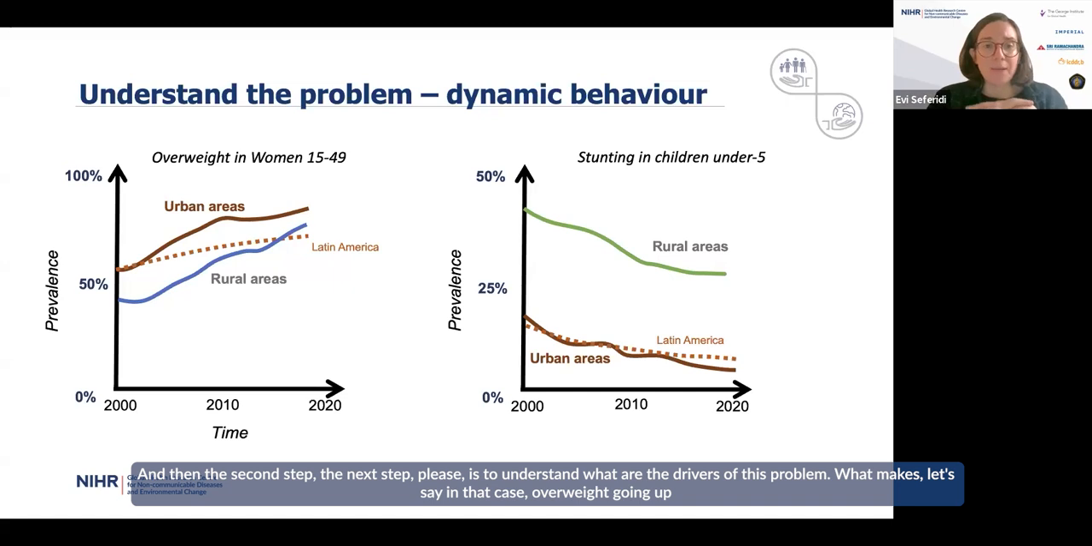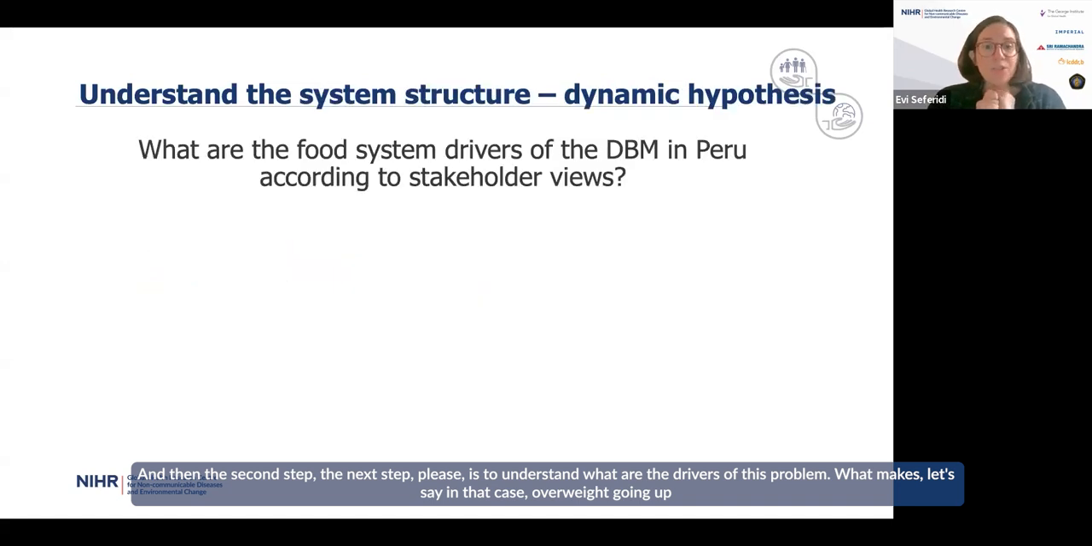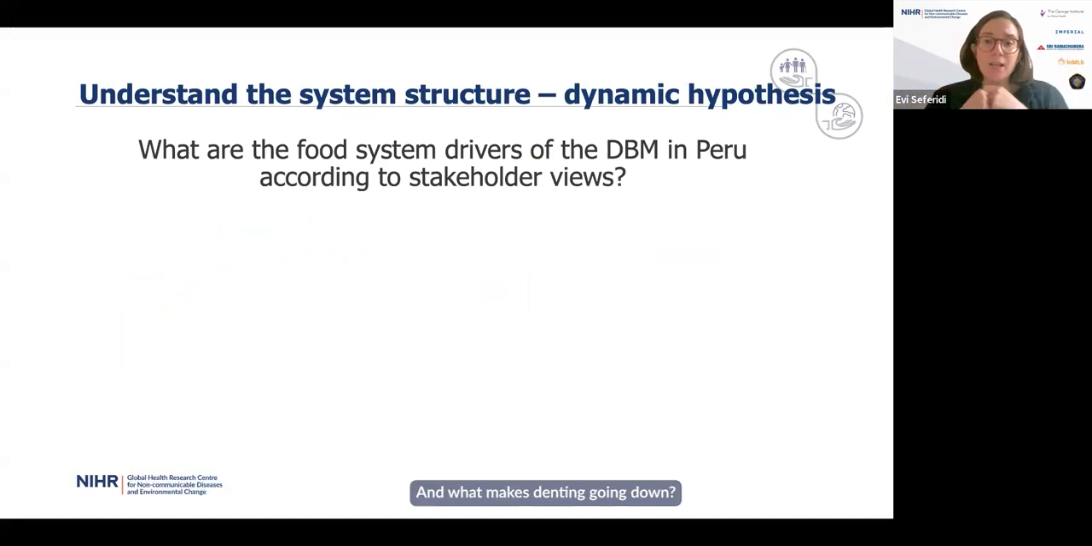And then the second step, next slide, please, is to understand what the drivers of this problem are. What makes, let's say in this case, overweight go up, and what makes stunting go down.